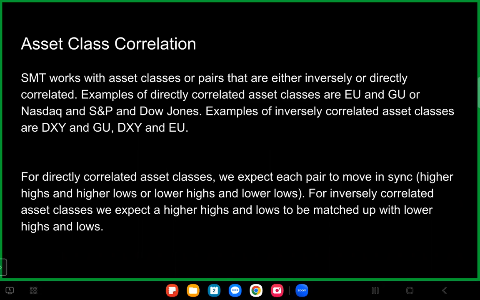For directly correlated asset classes, we expect each pair to move in sync. So when one is making a higher high and higher low, we expect the other directly correlated asset classes to also make higher highs and higher lows. When one is making lower highs and lower lows, we expect the others to also make lower highs and lower lows. For inversely correlated asset classes, we expect a higher high and a higher low to be matched up with a lower high and a lower low. In the next slide, I'll go over what that looks like pictorially, and then we'll take a look at some examples from the charts.